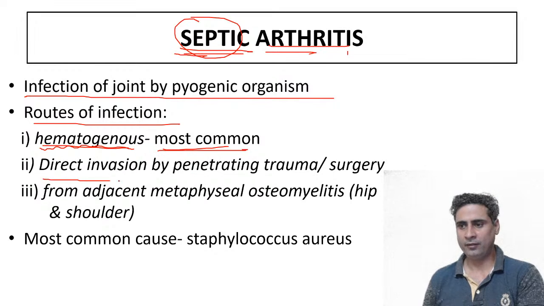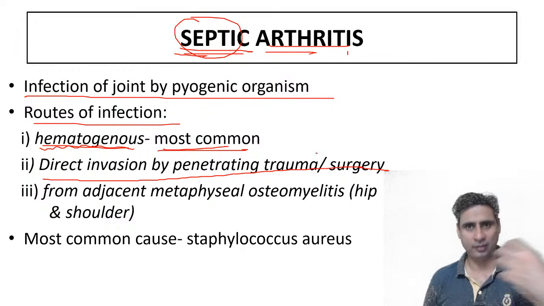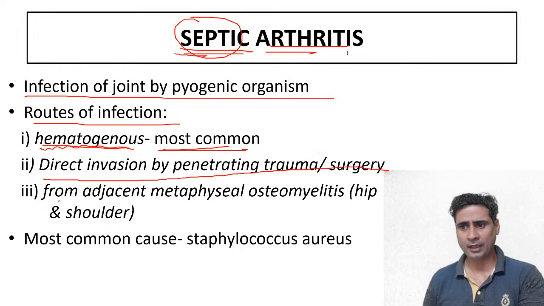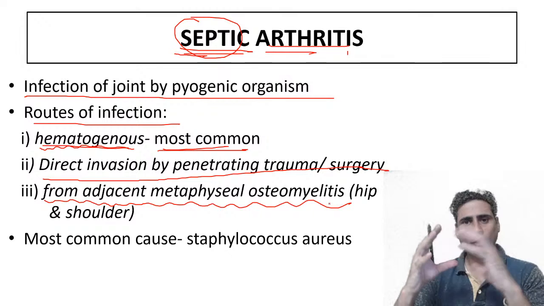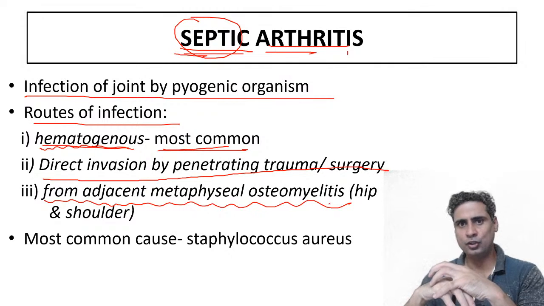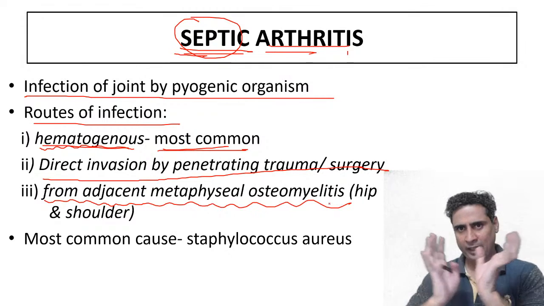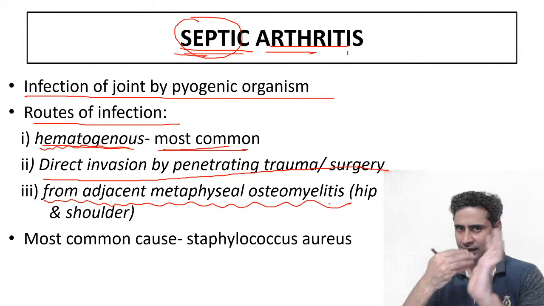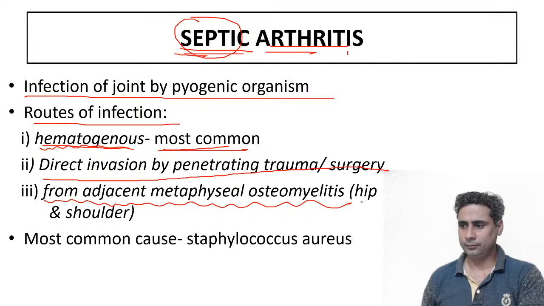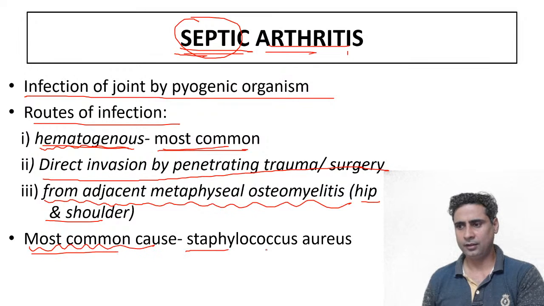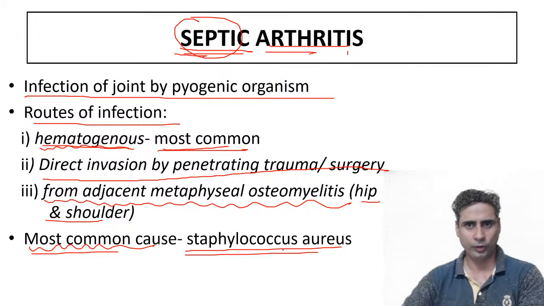Sometimes there may be direct invasion by penetrating trauma or surgery, or sometimes there may be infection in the joint from adjacent metaphyseal osteomyelitis, where the metaphysis is inside the joint. Capsular attachment is up to the metaphysis. So metaphysis infection can directly lead to infection of the joint like shoulder and hip joint. Here also the most common causative organism for septic arthritis is Staphylococcus aureus.